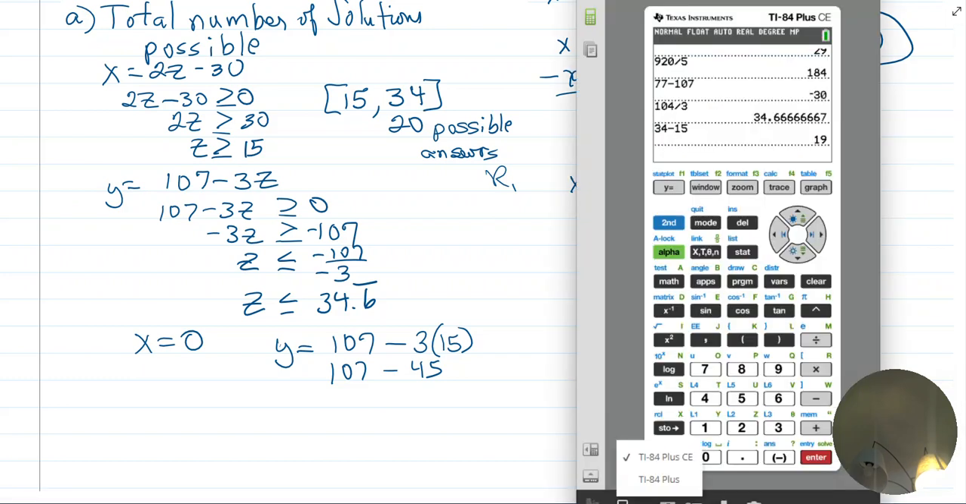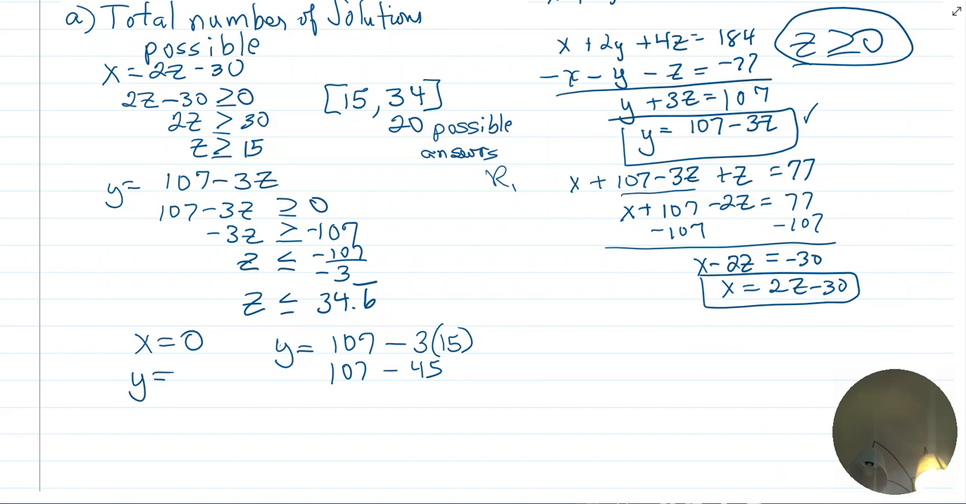I do my 107 minus the 45, and I get 62. Because this would be what we would have: 0 bills of 5, because that's the lowest, 62 bills of the $1, and the 15 of the $20 to give us that $920.